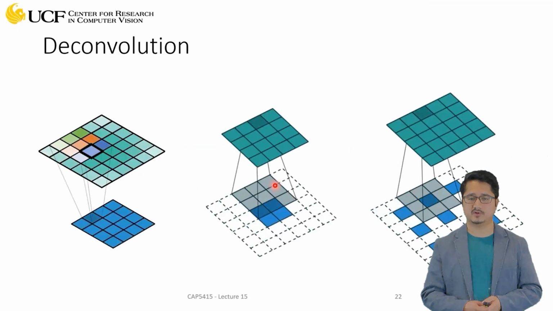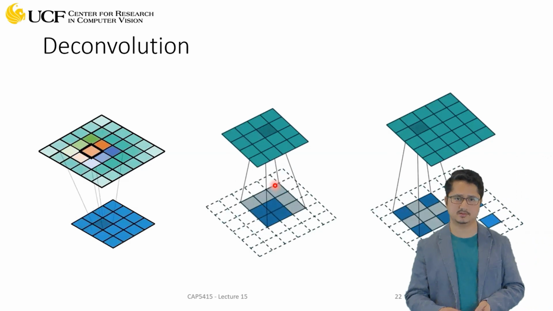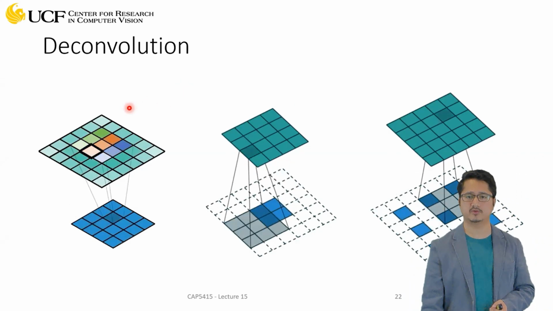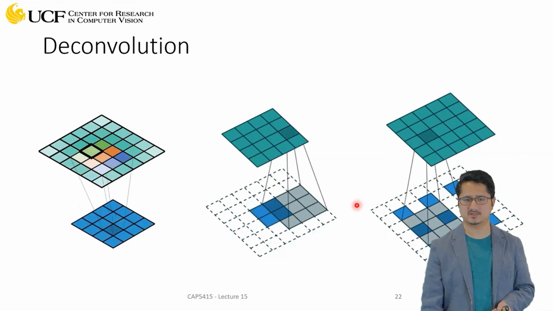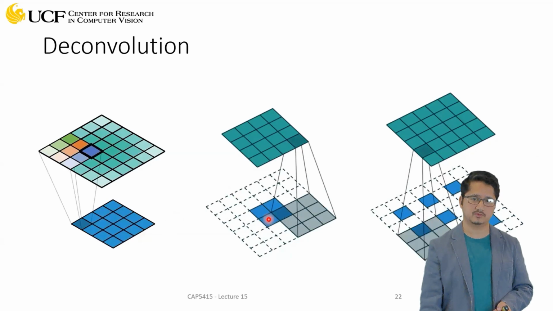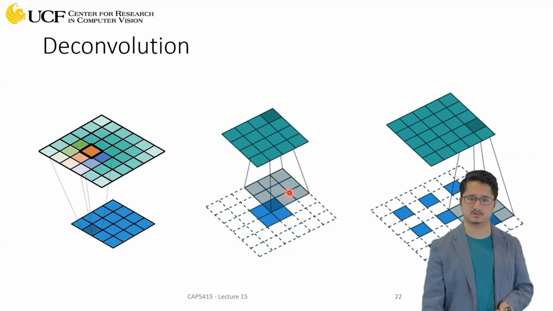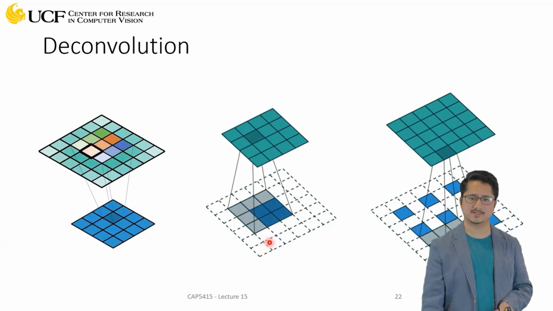And of course, there are a lot of other ways. As I said, you can learn these upsampling layers, and you can have a deconvolution layer, and these three are just some variations of how you can do it. For example, if you have to go from 2x2 to 4x4, this is another interesting way. You can just perform zero padding.